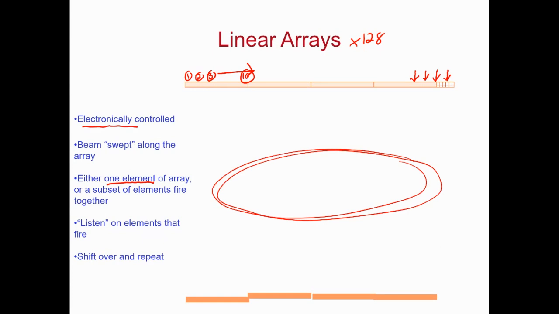You could do all 128, or you can gang them together and do 10 at a time. You can do 4 at a time and narrow your beam. It's completely programmable, so you can set the beam width to be exactly what you want it to be. But the key is that a subset of elements fire at one time.